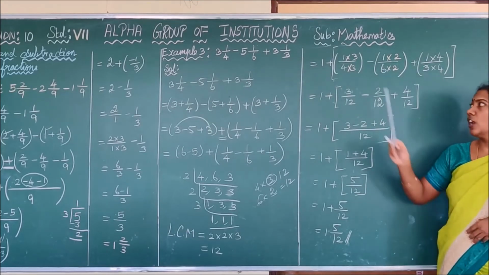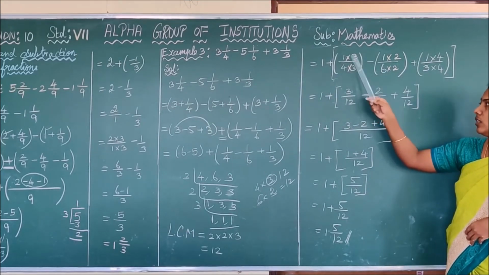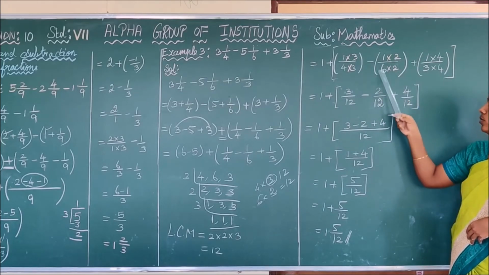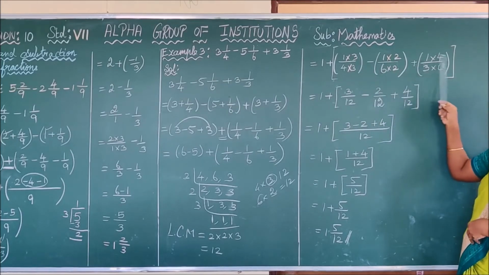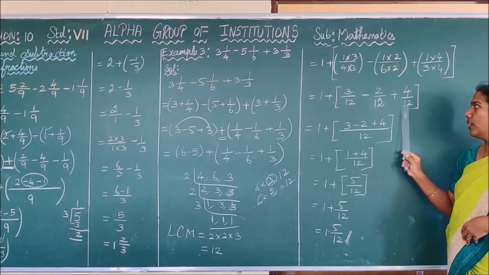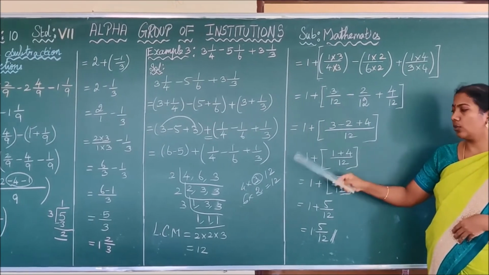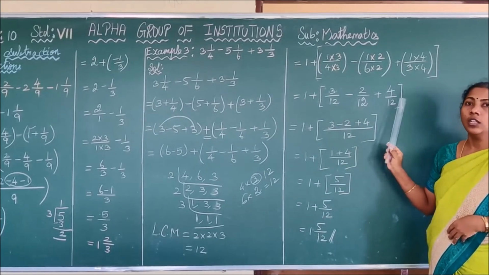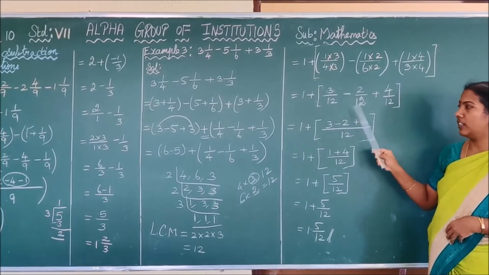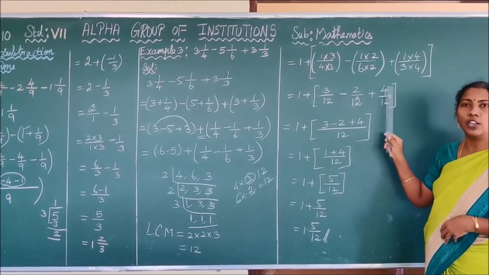It's clear, children. Now you have 1 plus 1 3 is 3 by 12, minus 1 2 is 2, 6 2s are 12, plus 1 4 is 4, 3 4s are 12. Thus we have derived the denominator as the same, that is your LCM, 12, 12, 12. If the denominators are the same, we can easily evaluate the numerator. In the next step we are going to evaluate the numerator.